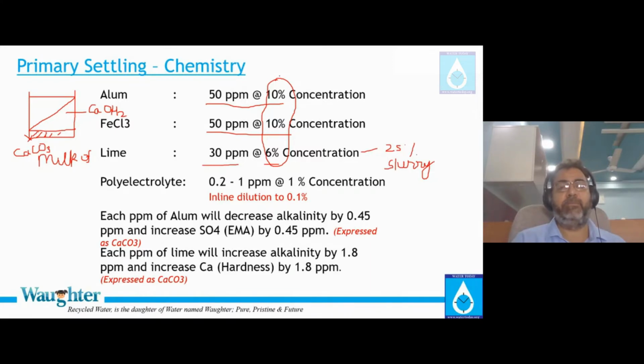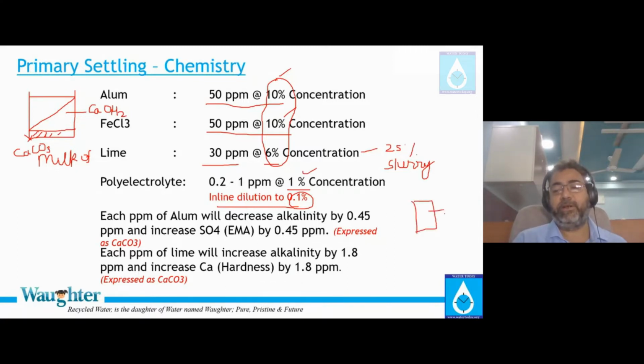Similarly for alum, for ferric chloride, there is a concentration again. Similarly for polychloride, a lot of time people use polychloride, but polychloride concentration is only 1%. 1% polychloride, then inline dilution to 0.1%. Why? Because if the polymer chain is not open, it doesn't function. And if you prepare a 0.1% solution, you are going to have a huge tank. You cannot have that.